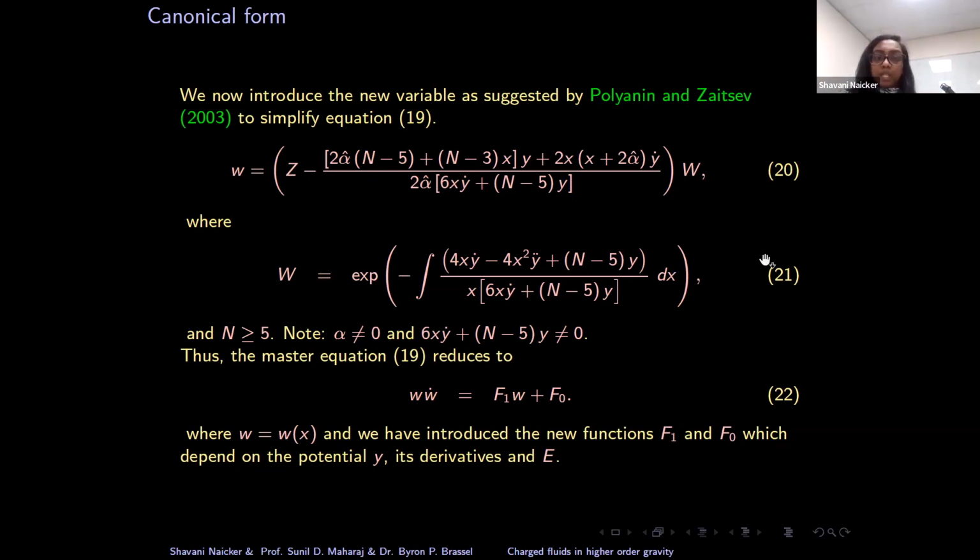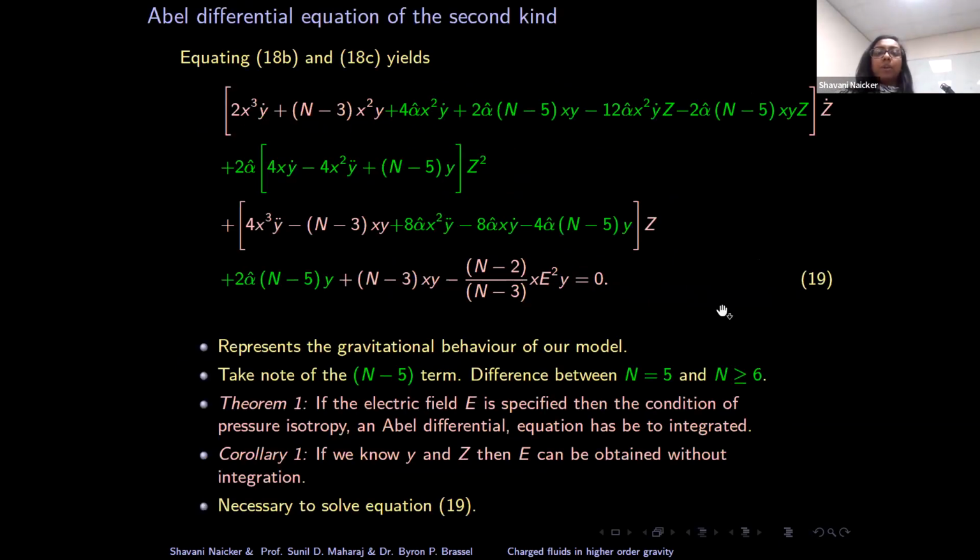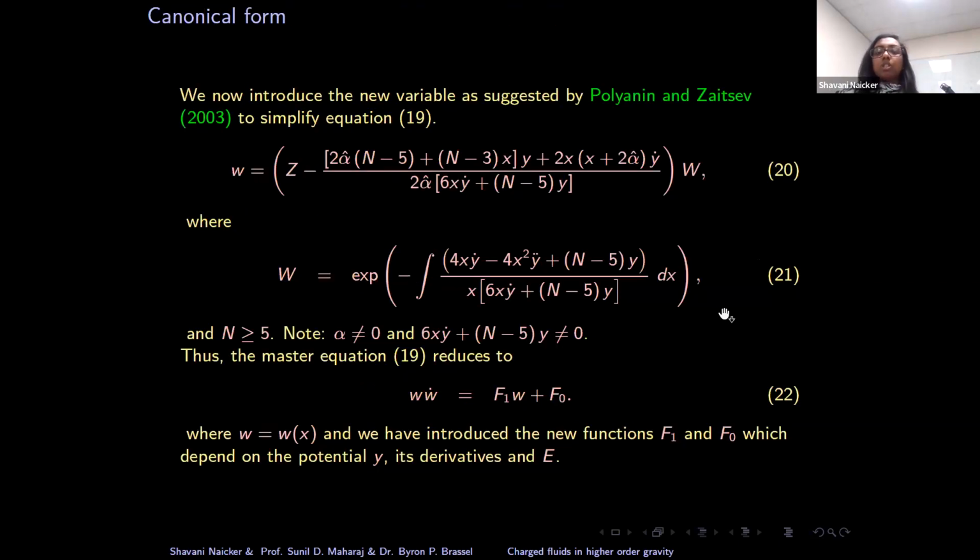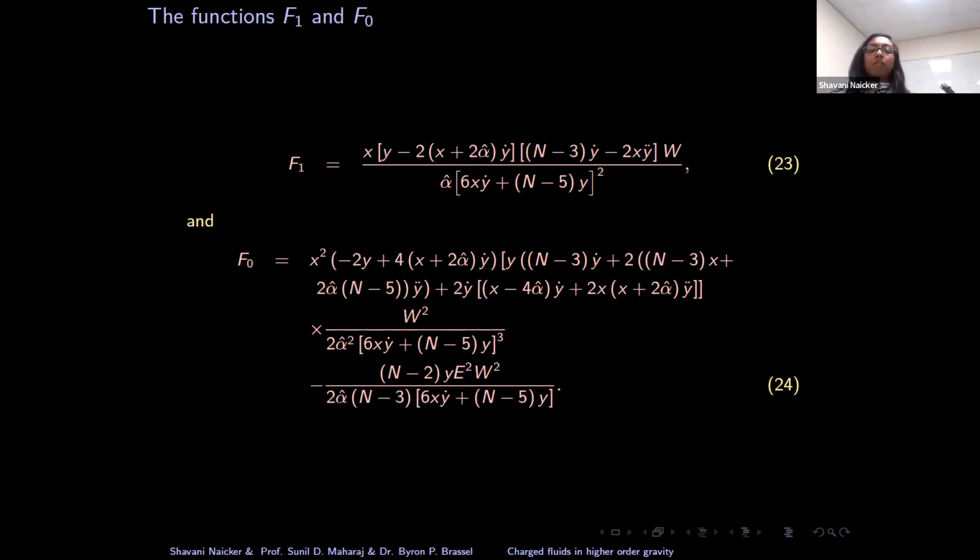Then with transformation 20, this Abel differential equation 19 reduces to the canonical form in the new variable W in equation 22. Now this is first order and nonlinear in nature. We have introduced the functions f1 and f0 that depend on the potential y, its derivatives, and E. These functions have the form 23 and 24. Also note f0 only contains dependence on the electric field intensity.